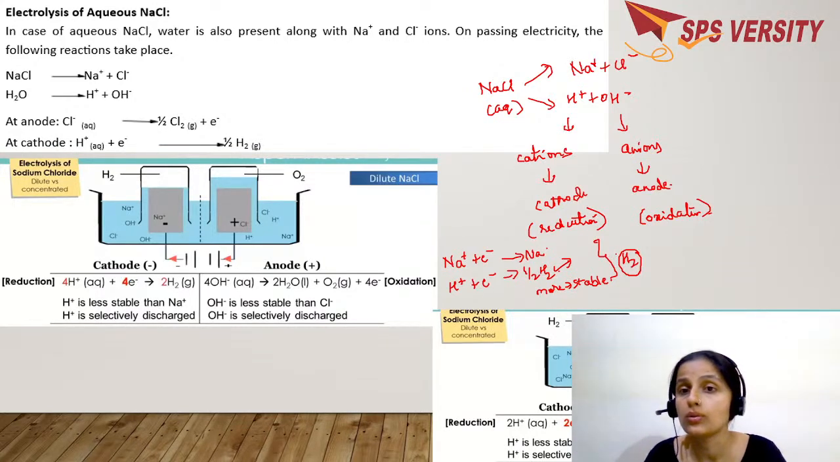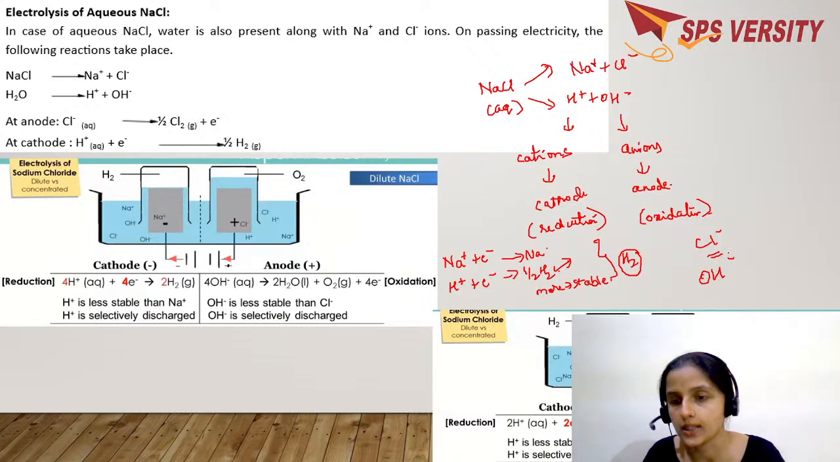What happens to the two ions which are left? They are competing here, Cl- and OH-. So they shouldn't be sad, right? In one case chlorine will be the product, in the other case oxygen will be the product. How do you analyze that? If the solution is concentrated, then obviously the concentration of Cl- will be higher. So Cl- gives out an electron and becomes half Cl2.